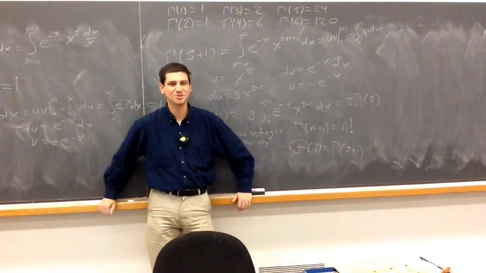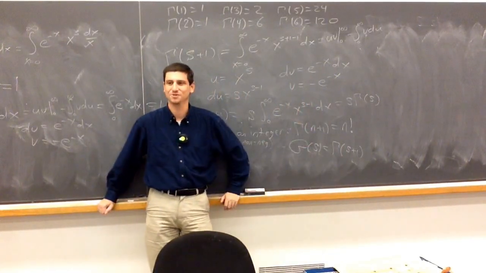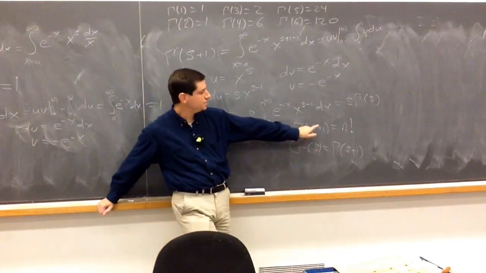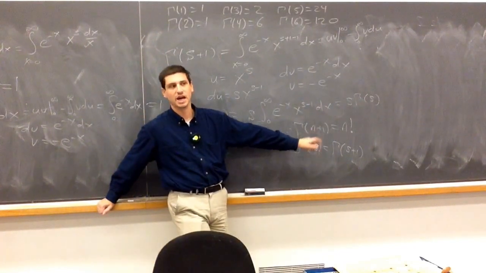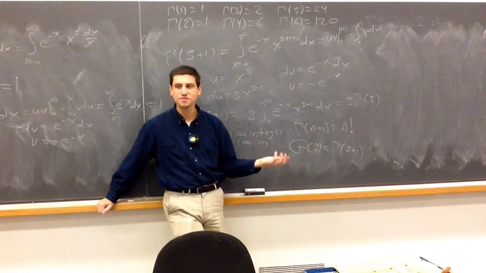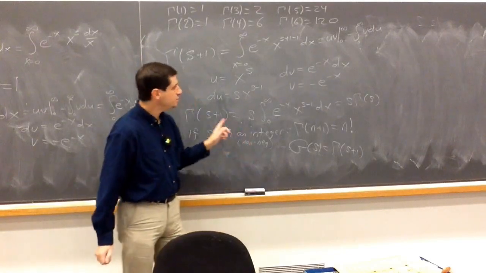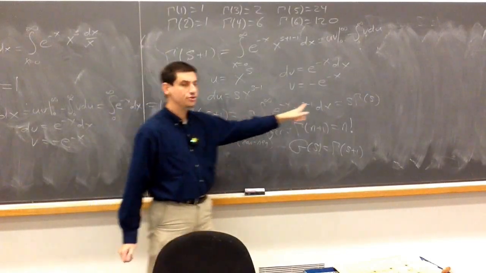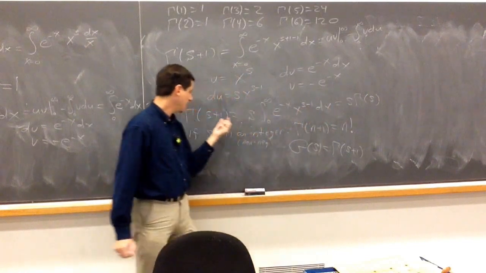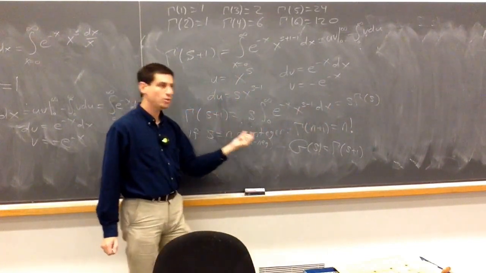And now you have a new function, and now g of n will be n factorial. It turns out this is the more useful definition, and it's just unfortunate that it's shifted a little bit from the standard factorial function. Okay? This is remarkable. This is known as a functional equation. If you know its value at s plus 1, you know its value at s.